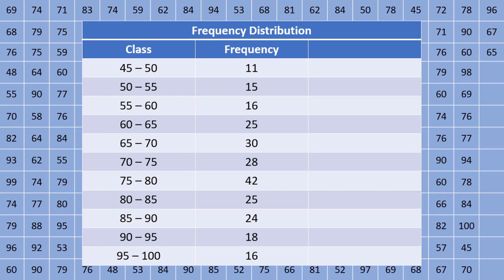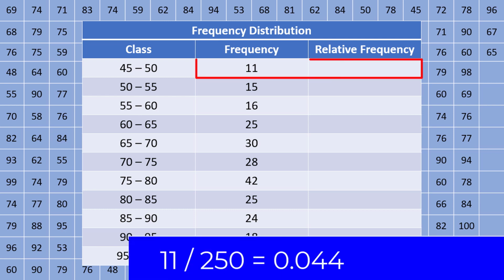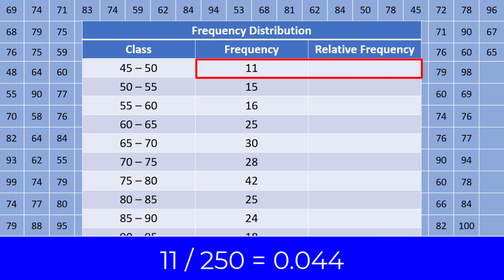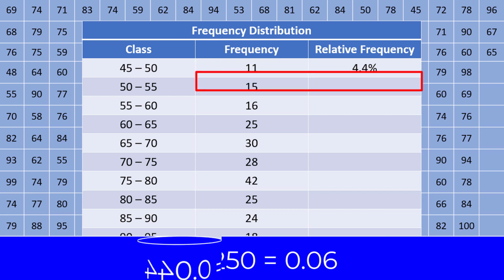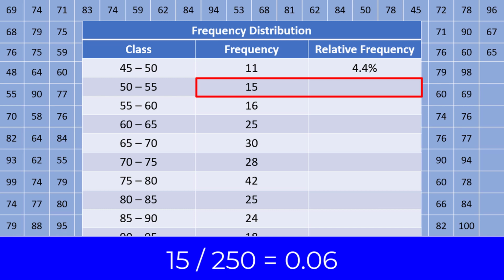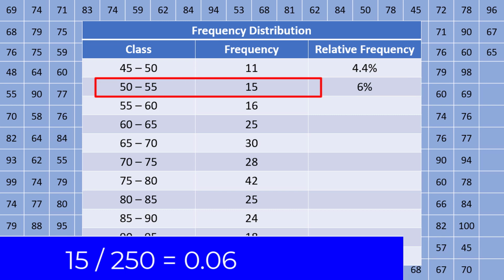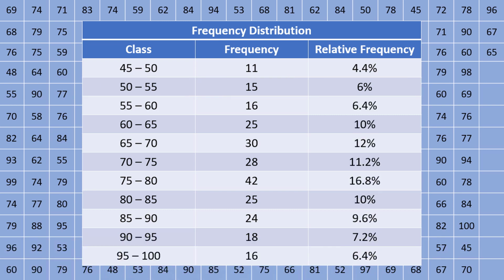Okay, once you have all of the frequencies, the next step is to calculate the relative frequency or percentage of the whole for each class. We simply take the frequency and divide by the total number of observations. If you add up all the frequencies, you will see that we get 250. So we have 11 divided by 250, which gives us 0.044 or 4.4% for the first class. We have 15 divided by 250 is 0.06 or 6% for the second class, and we can continue this process all the way down for the rest of the classes.